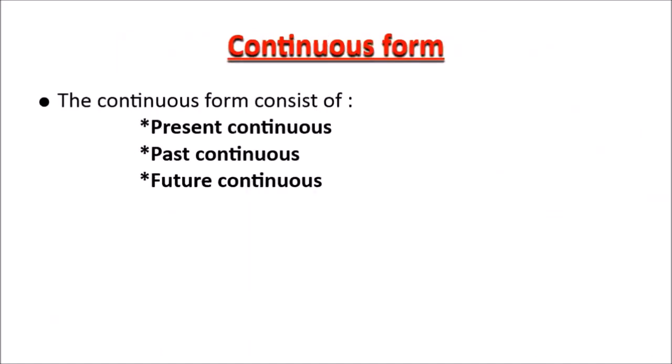Students, now we are moving on to the new form, that is continuous form. So this is the third form. First is simple form, second is perfect form, and third is continuous form. Now we have reached the continuous form. The continuous form consists of three tenses: present continuous tense, past continuous tense, and future continuous tense. These are the three tenses in continuous form. Now let's discuss them in detail.